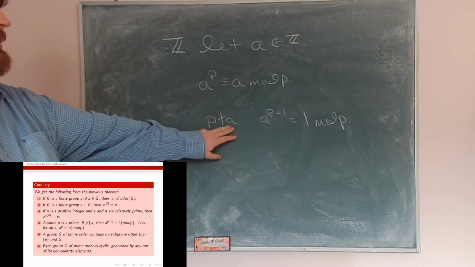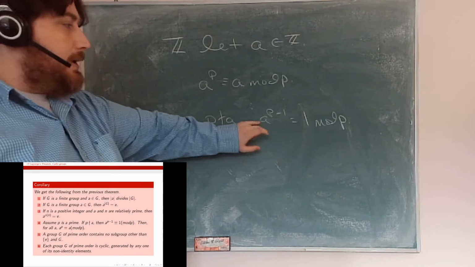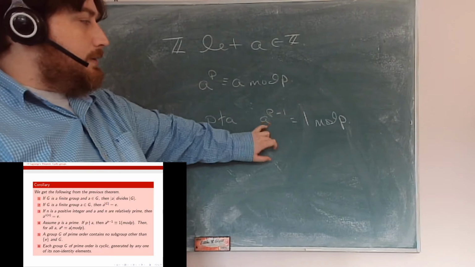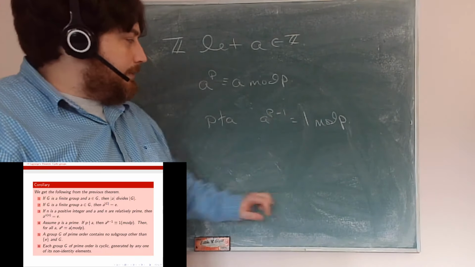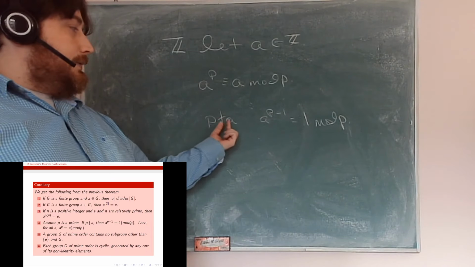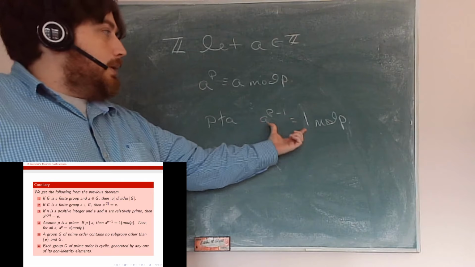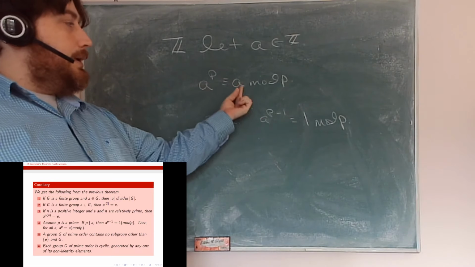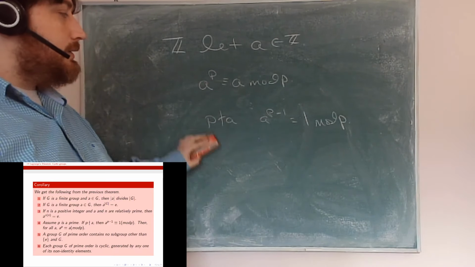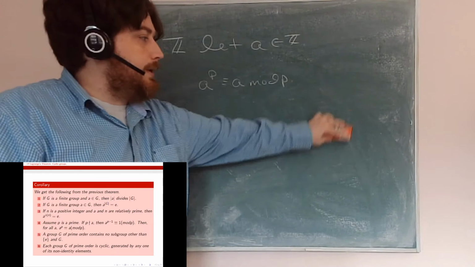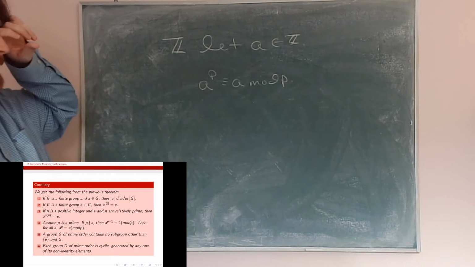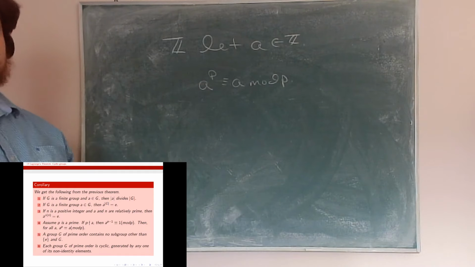Now, if P divides A, notice this isn't true, because 0 to the P minus 1 is 0. 0 is not congruent to 1 mod P, because if anything's divisible by P, then it's congruent to 0 mod P, so this one wouldn't be true. But 0 to the P is congruent to 0 mod P. So I'm going to start with this one and just show in general, for any integer, A to the P is congruent to A mod P.